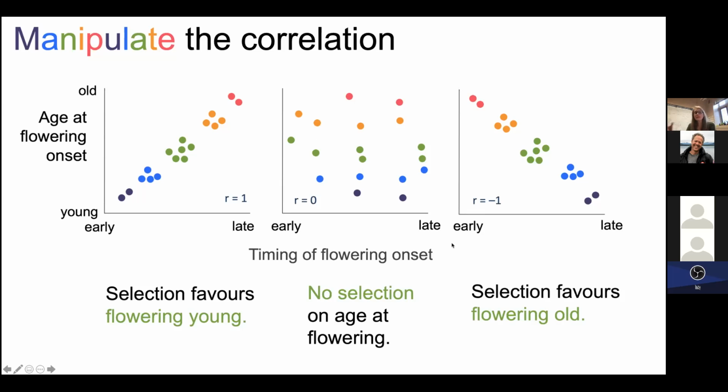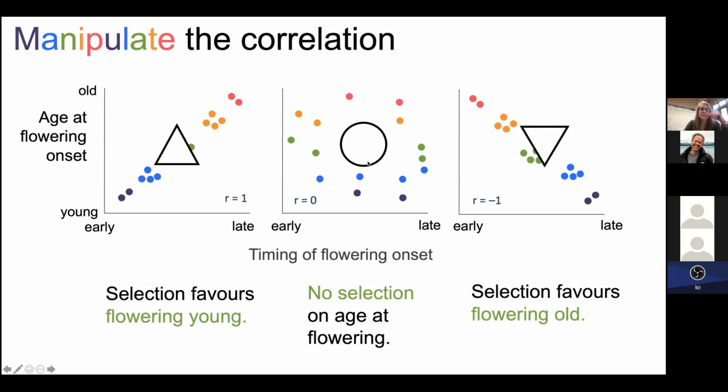So I'm going to show you the results of this experiment on the next few slides, but I want to first introduce the symbols that I'm going to use to represent these 3 treatments. The upwards pointing one is showing us the positive upwards association between age at flowering onset and timing of flowering onset. The downwards triangle is showing us the negative association treatment. And the circle is showing us the no correlation treatment.